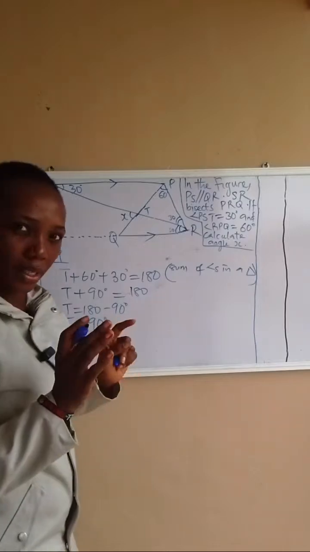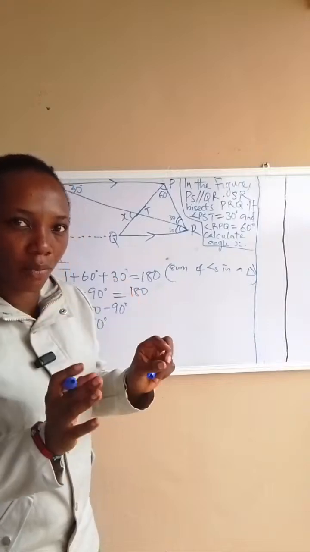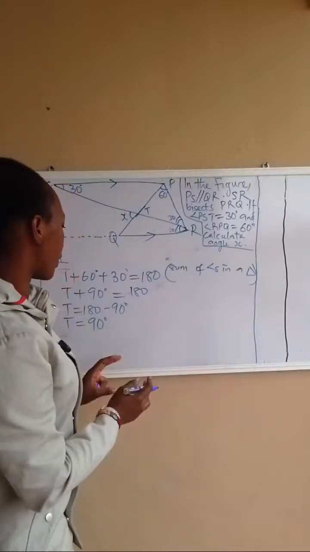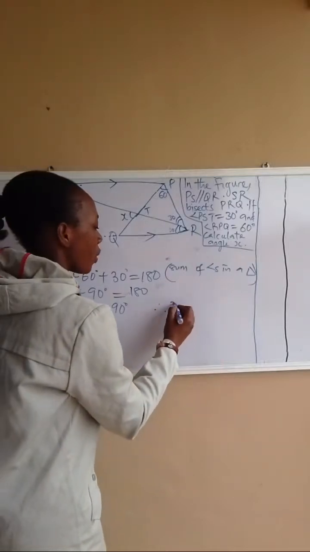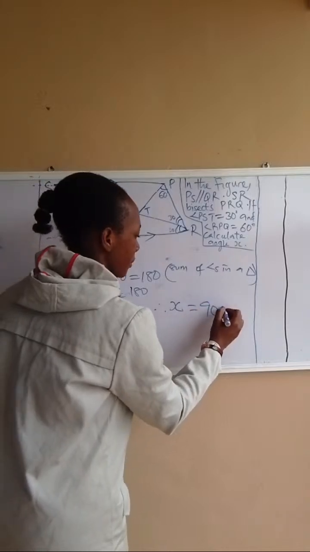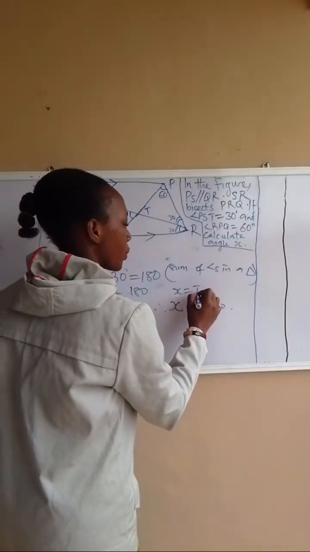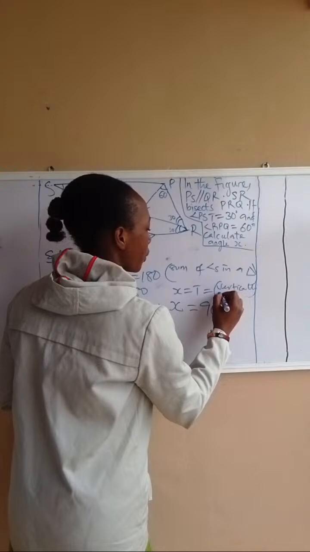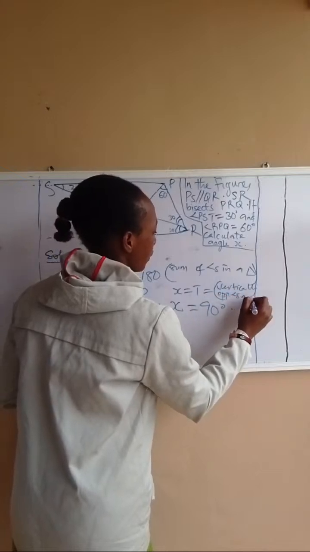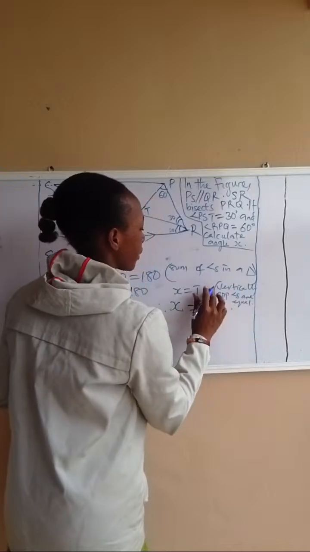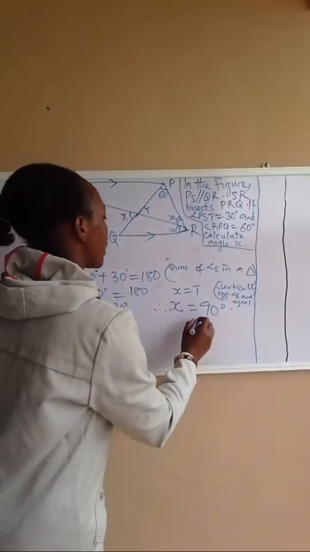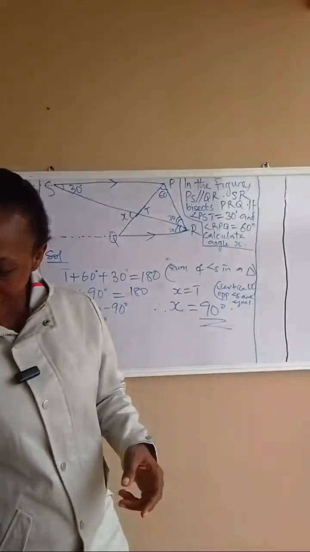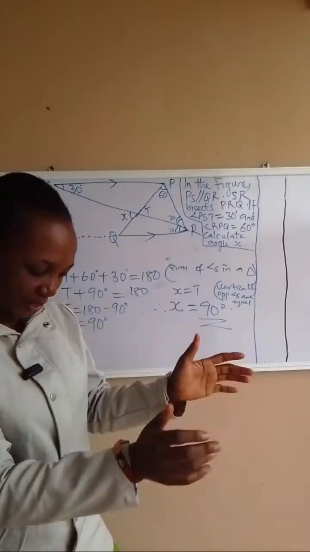Now I told you, if we're able to get t is the same value for what? X, because they are vertically opposite what? Angles. So if t is 90, therefore x is what? 90. Why? Because x is equal to t, which is equal to what? Vertically opposite angles are what? Equal. So x is equal to 90. So that's our final answer in this particular question.